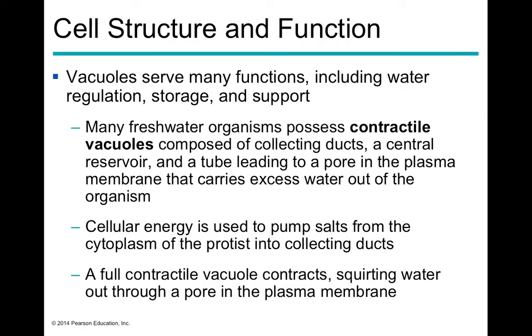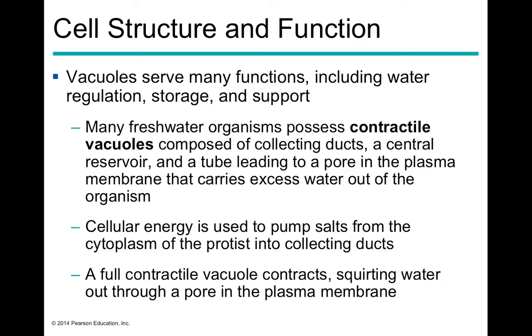All right, but we also have specialized types of vacuoles in certain organisms, like freshwater organisms. Very small single-cell organisms have special contractile vacuoles that are composed of collecting ducts, a central reservoir, and then a tube that comes in, and that allows the excess water out of the organism, and they are able to use that.